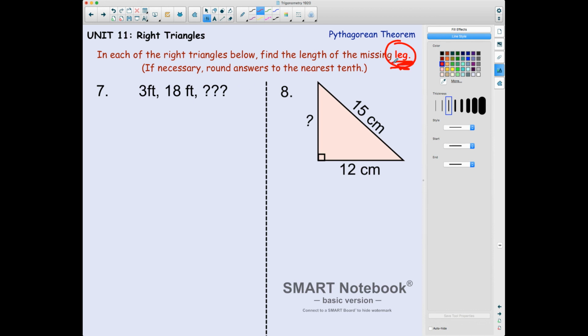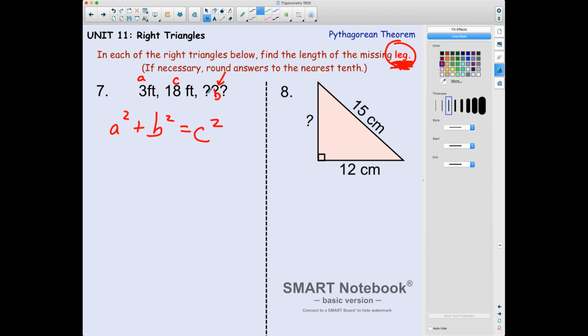All right, directions. Got to follow the directions. If the missing leg is this, that means that we're going to go like A, and we're going to go like B, which means this has got to be C because it's longer than that one. So we're going to go through, write down the formula. A squared plus B squared equals C squared.